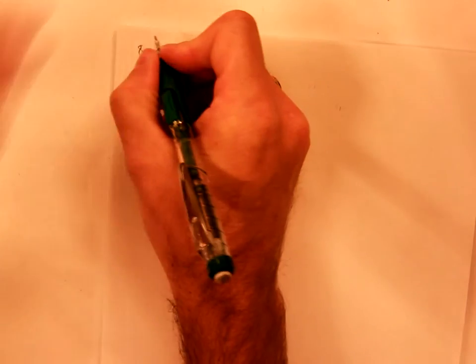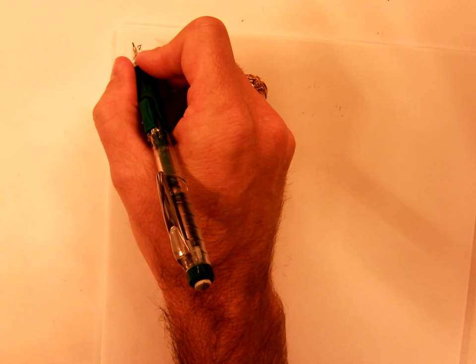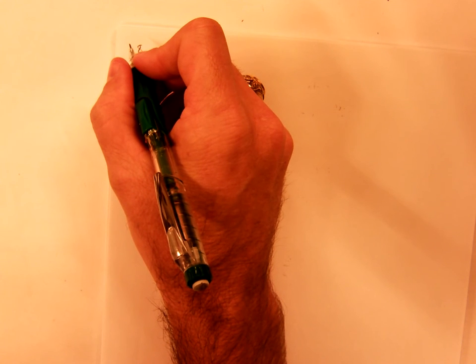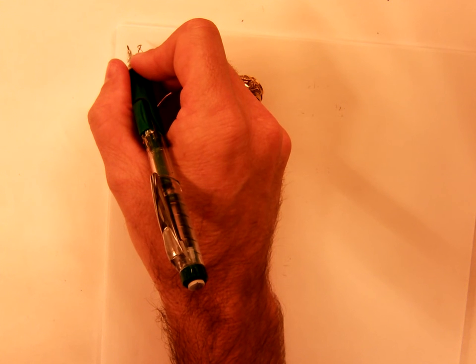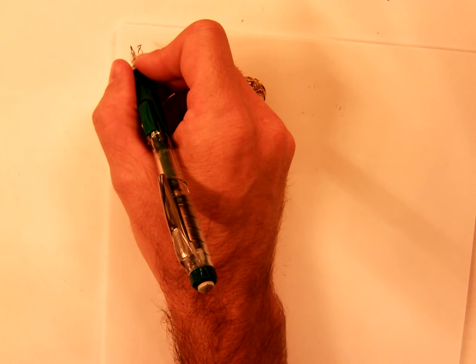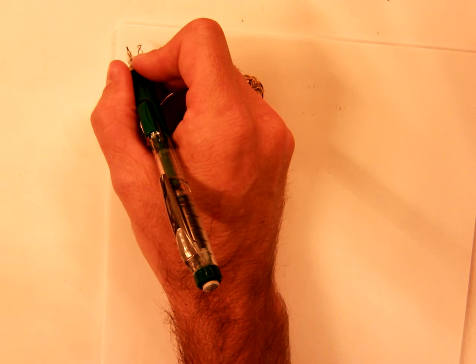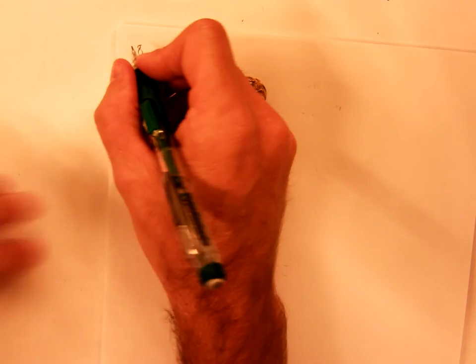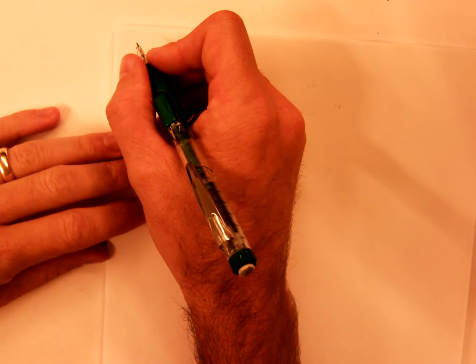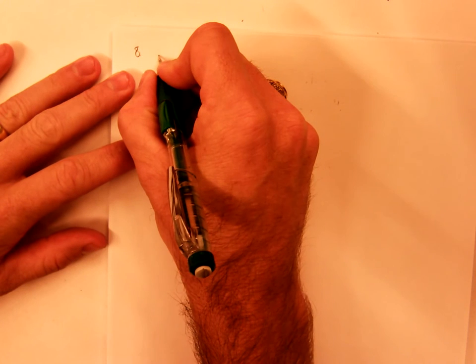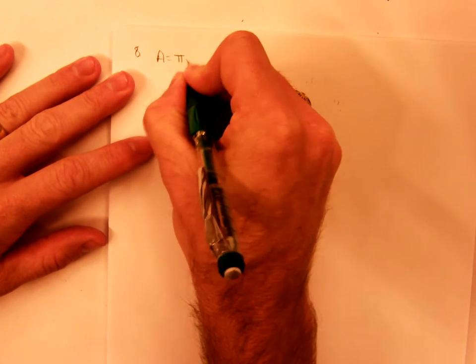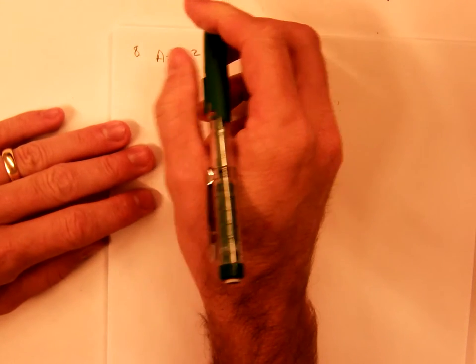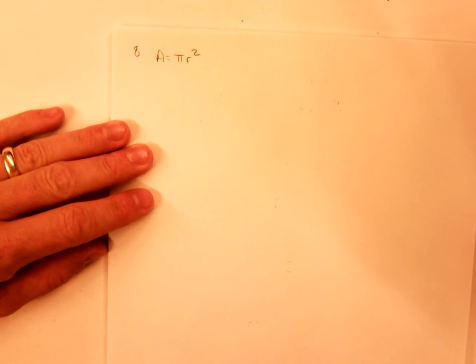When the area in square units of an expanding circle is increased twice as fast as its radius in linear units, the radius is what? All right, so we need to make sense of that. First of all, it's talking about a circle. So what formula am I going to use for the area of a circle? Pi r squared. That's right. And it says that the area is expanding twice as fast as its radius is.